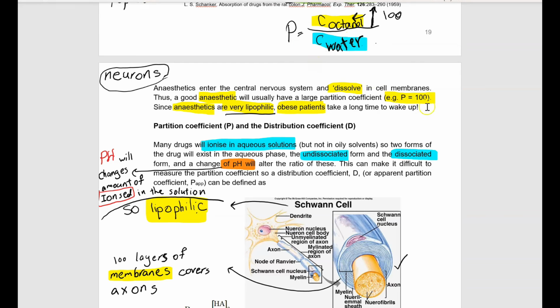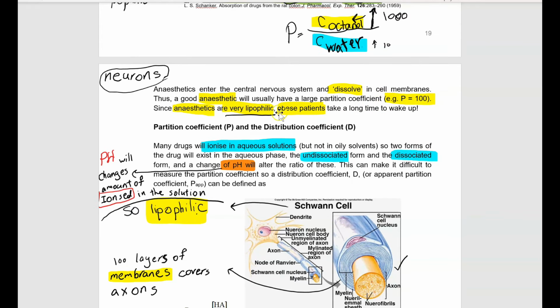That's why the P is 100, or the concentration should be 100 times higher. If its concentration in octanol is 1,000, the dissolving in water should be, for example, 10. So 100 times should be more. It should be really lipophilic.